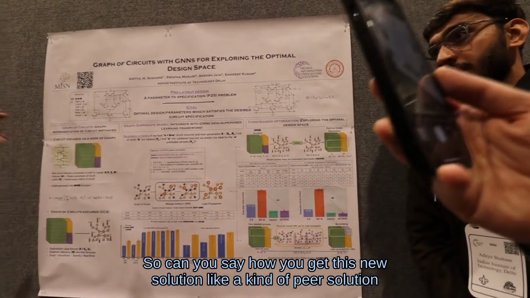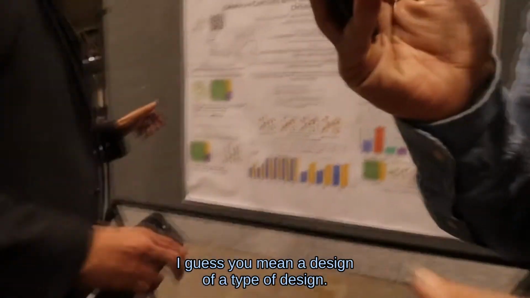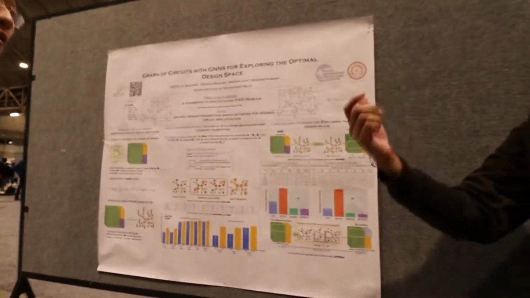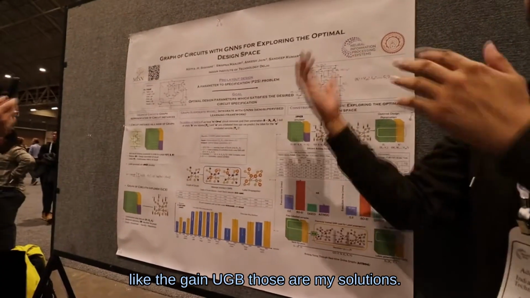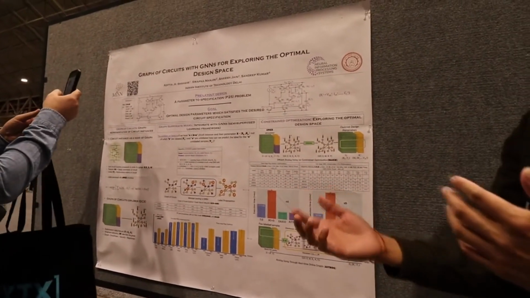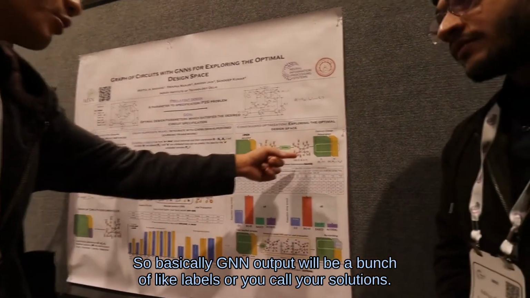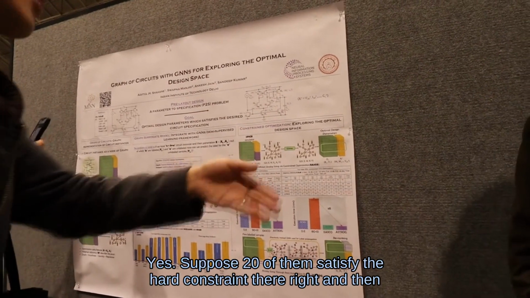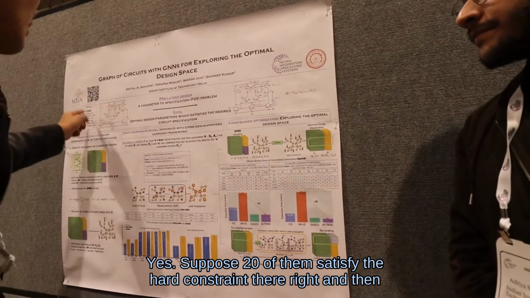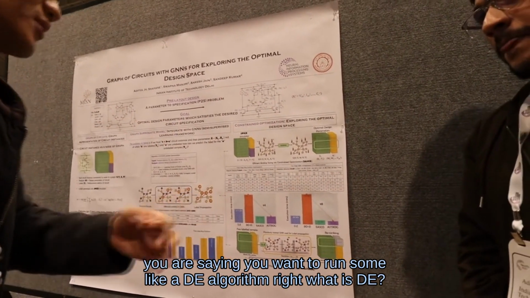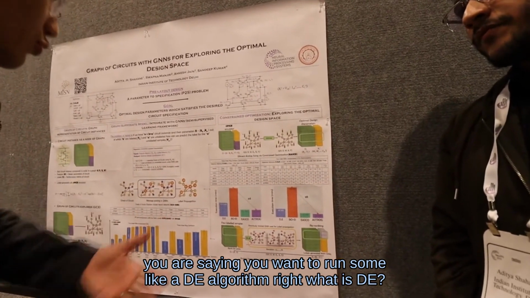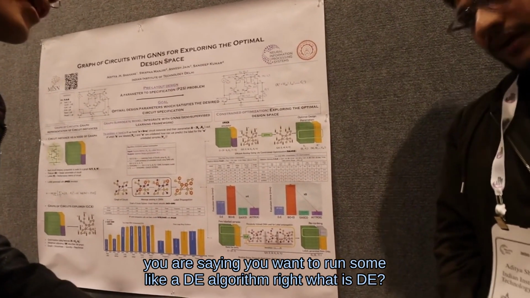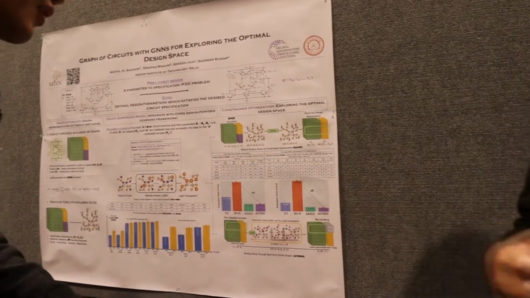Like a kind of solution, I guess you mean a design of a type of circuit. Yes, design. The labels like the gain, UGB, those are my solutions. So basically, the GNN output will be a bunch of labels, or you call it solutions. Yes. Suppose 20 of them satisfy the hard constraint. Right. And then you are saying you want to run some DE algorithm, right? What is the DE algorithm? Differential evolution algorithm.